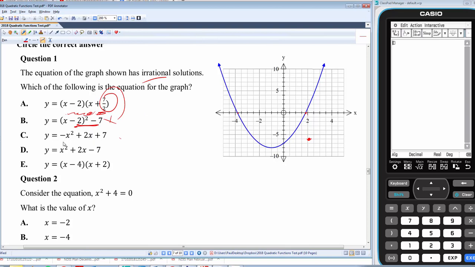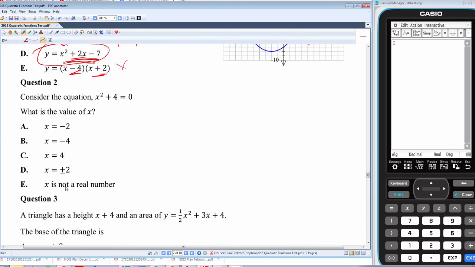This one here is an inverted parabola, so that looks like that. That's an upright parabola. No. This one here is a possibility. This one here has rational solutions. It's not a possibility. It must be this one here.